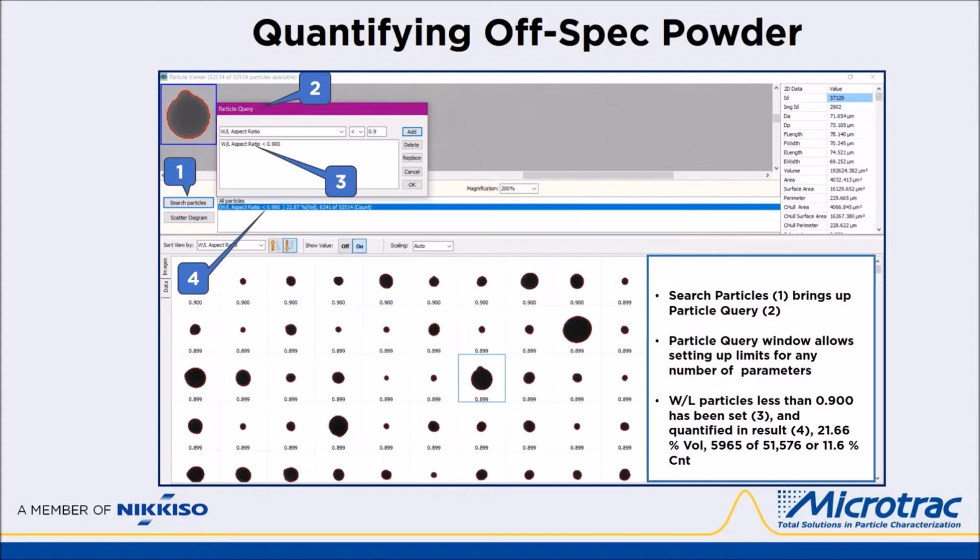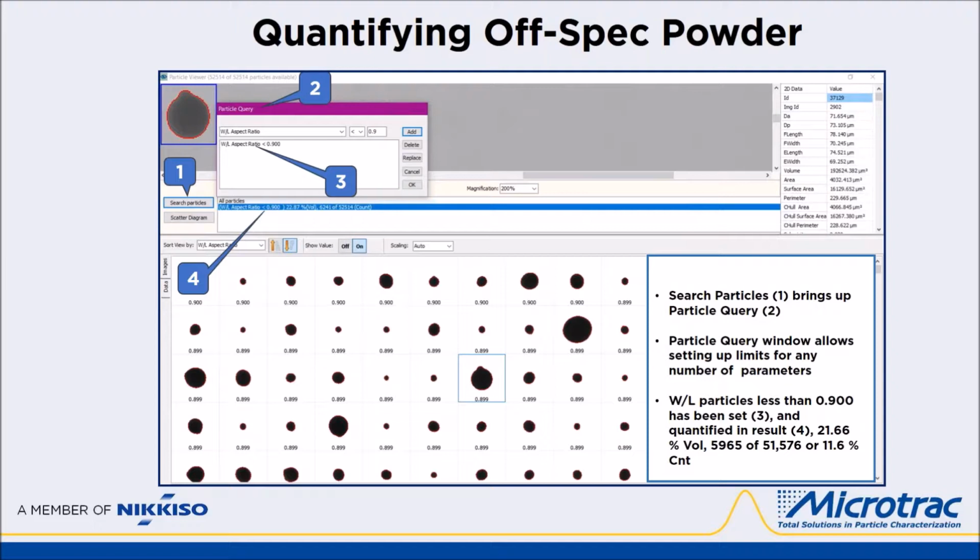Here's a search for particles having width to length ratios less than 0.9, which might be the low-end specification a PM part manufacturer has set for his suppliers, because they don't want particles that are too elongated or agglomerated. Any number of limits on different parameters can be added to a search. And any number of searches that include one or more parameters can also be set up for any single measurement.